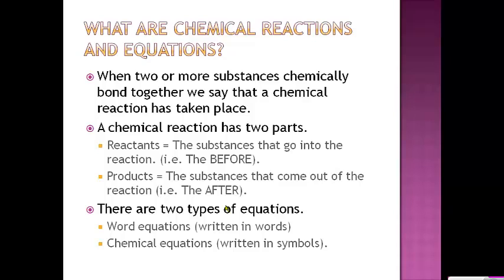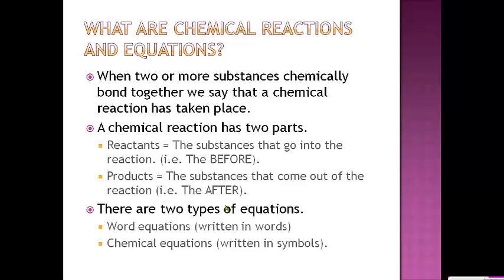So what are chemical reactions and equations? Well, when two or more substances chemically bond together, like elements bonding together to make compounds, we say that a chemical reaction has taken place. A chemical reaction has two parts. There are the reactants. Those are the substances that go into the reaction. Basically, they're the things that you have before the reaction takes place. We call them reactants because they're going to react to each other chemically. They're going to have a chemical reaction.